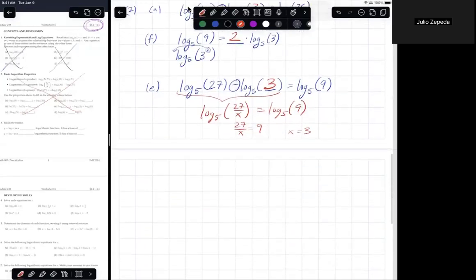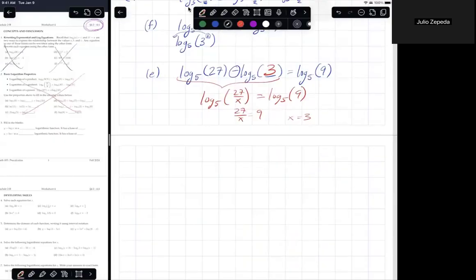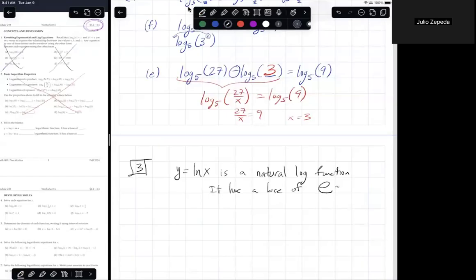Okay, problem number 3 talks about y equals the natural log of x. It says that y equals natural log of x is called the natural logarithmic function, and it has a base of e, which again is approximately 2.71828.